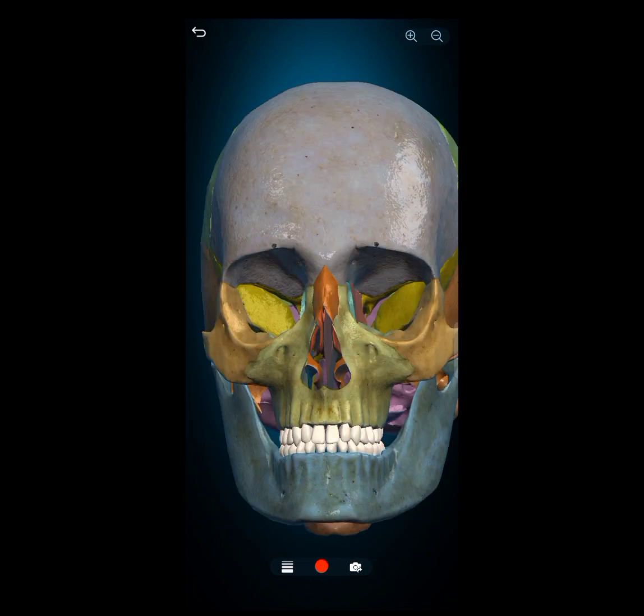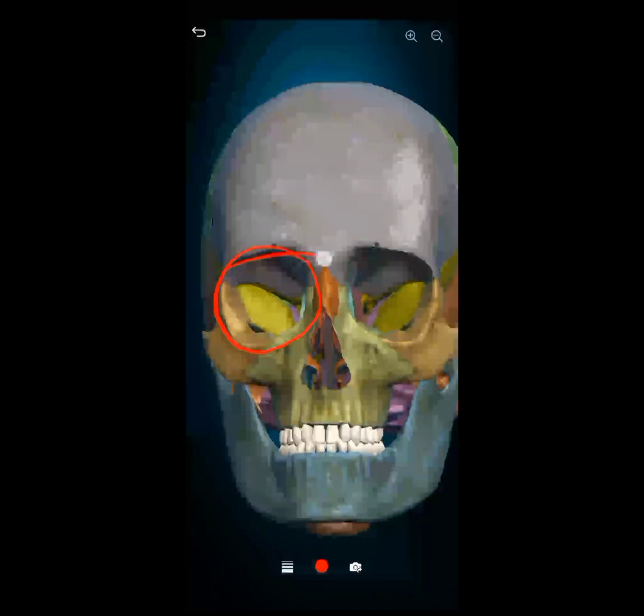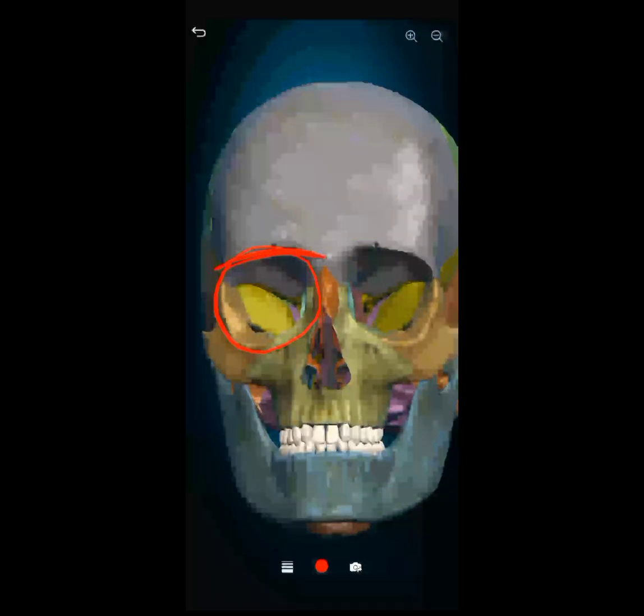That's how this orbit consists of many boundaries. From its superior aspect, it is bounded by the frontal bone. From its medial aspect, it is bounded by the frontal process of maxilla and the frontal bone. While on its inferior surface, it is purely bounded by the maxillary bone. On its lateral surface, it is bounded by the zygomatic bone. These four bones form the boundaries of the orbit.